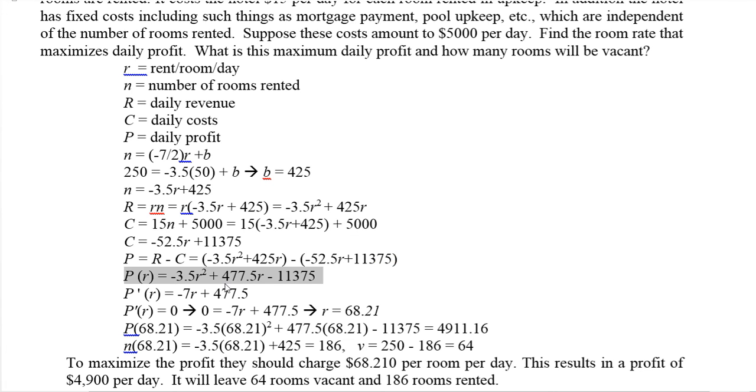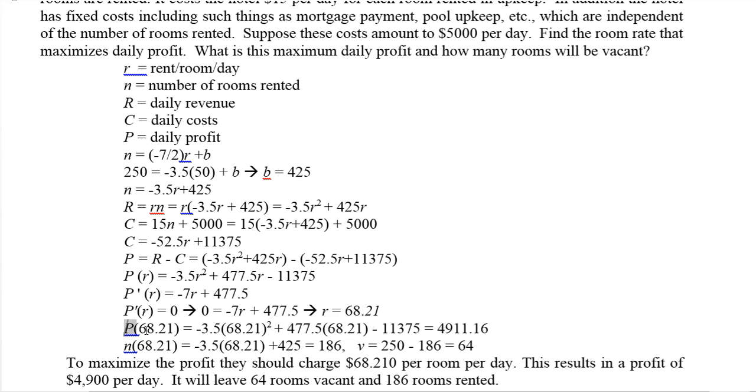To maximize the profit, we take its derivative. That's not too hard to do. 2 times negative 3.5 is negative 7, goes down to the first power. The linear part's just the coefficient, and the derivative of the constant part is 0. So there's our marginal profit function, or our derivative of the profit. Set that equal to 0, which we do right here, and then add 7r and divide by 7, and we get the rental rate: $68.21 per night. That will maximize our profit, not necessarily our revenue.